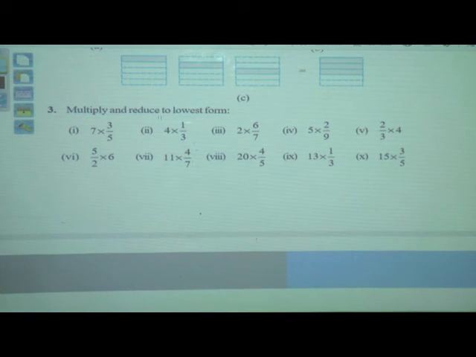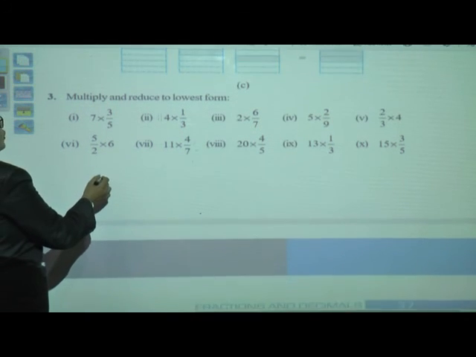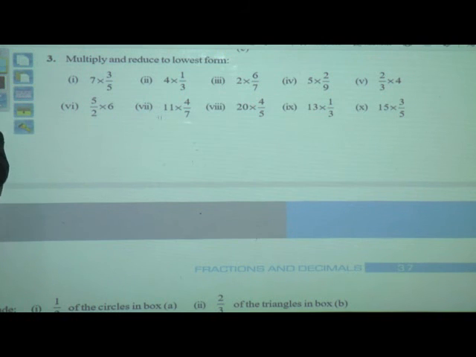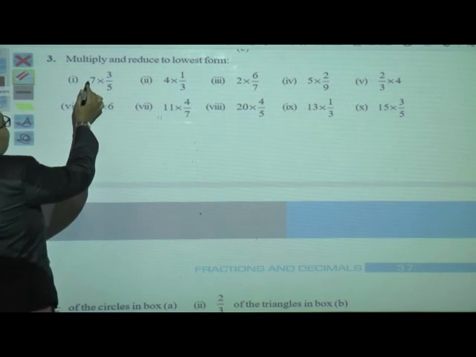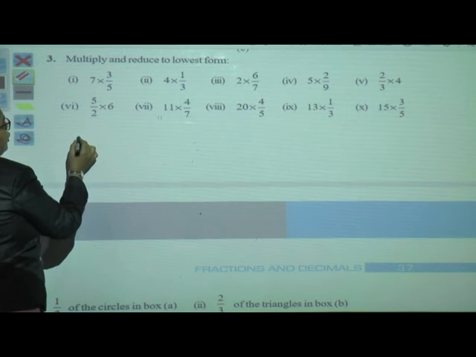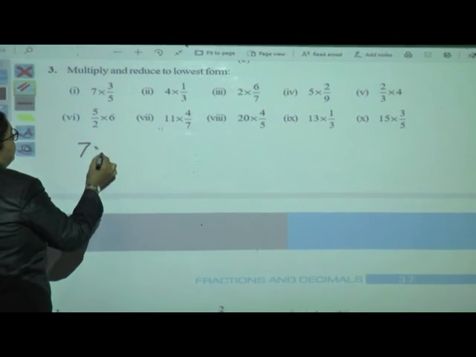Multiply and reduce to the lowest form, what does it mean? Already I told you in the previous class also, in multiplication, what do we have to do? First we have to multiply the numerators, and then write the denominator. I will show one example here.